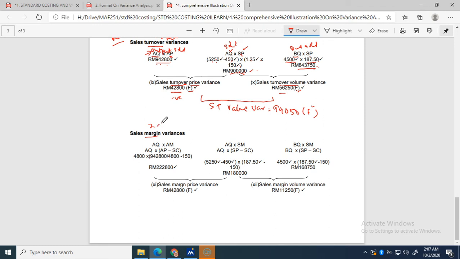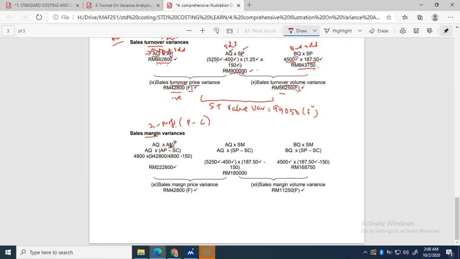So what is margin? Margin is profit. How to get profit? It is the price minus the cost. So this is margin. The actual quantity is the actual quantity sold, same as here. But now instead of actual price, we replace it with actual margin. Margin means profit.